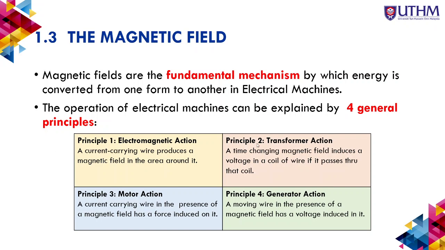The second one is transformer action, where a time-changing magnetic field induces a voltage in a coil of wire if it passes through that coil. This concept is used in the transformer action. Also, imagine the wireless charger. The concept of a wireless charger uses the magnetic field, the coil, and the current flow. When a current flows into the coil, it induces a magnetic field. When that magnetic field passes through another coil, it induces a voltage. When there is a voltage, it induces a current also, so you can charge your device.